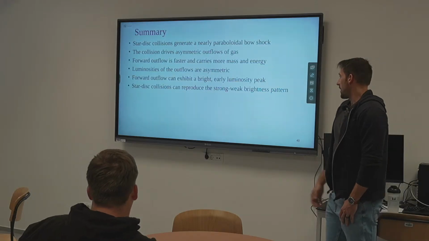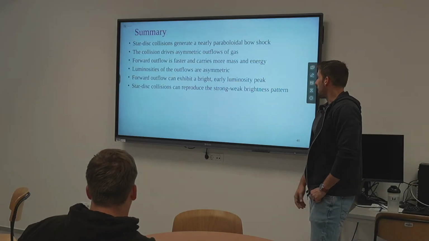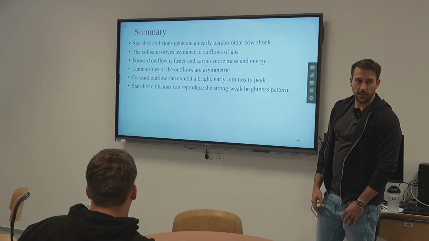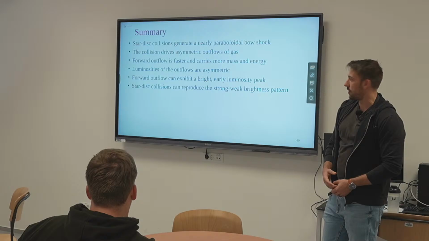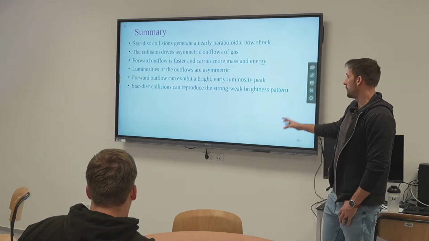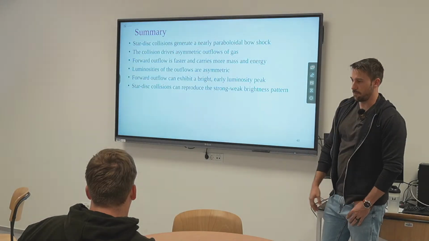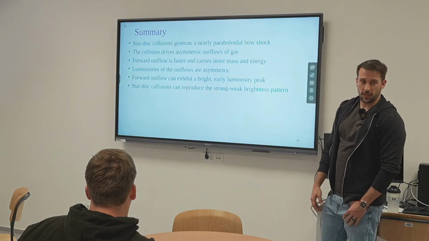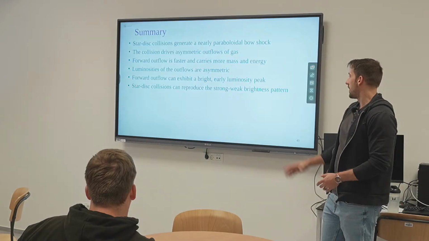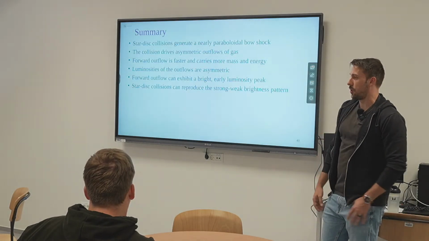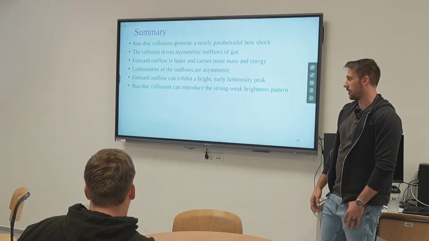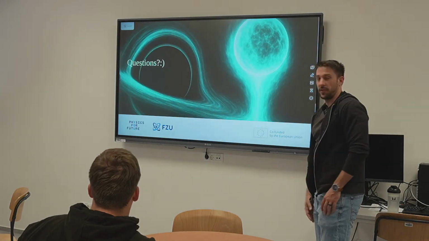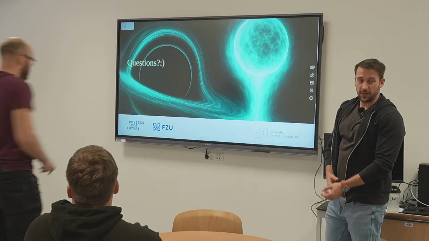So we found that this forward outflow can exhibit a bright early luminosity peak, and this would be a hint whether this model is working or not. We also argued that the asymmetry between the outflows can be reduced, meaning that this model could explain the strong-weak pattern observed in QPEs. So that's everything I had in mind, and I'll be happy to take any questions.